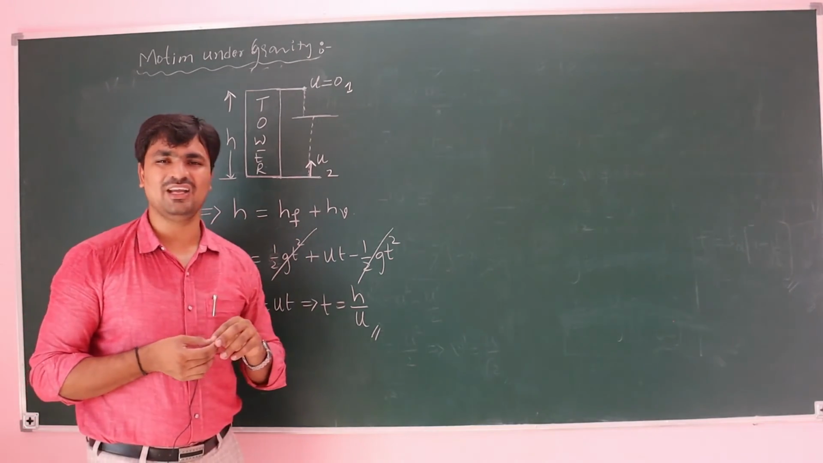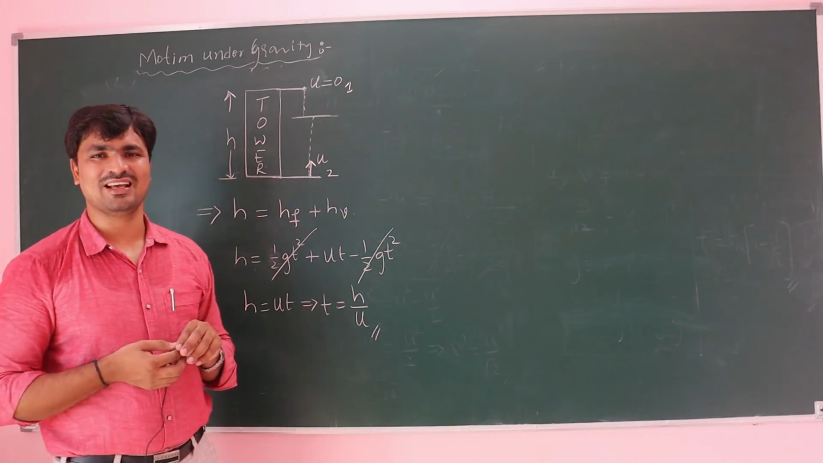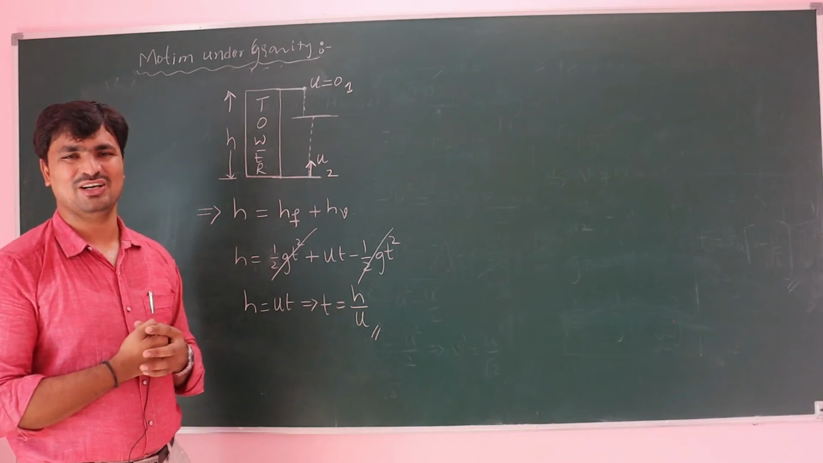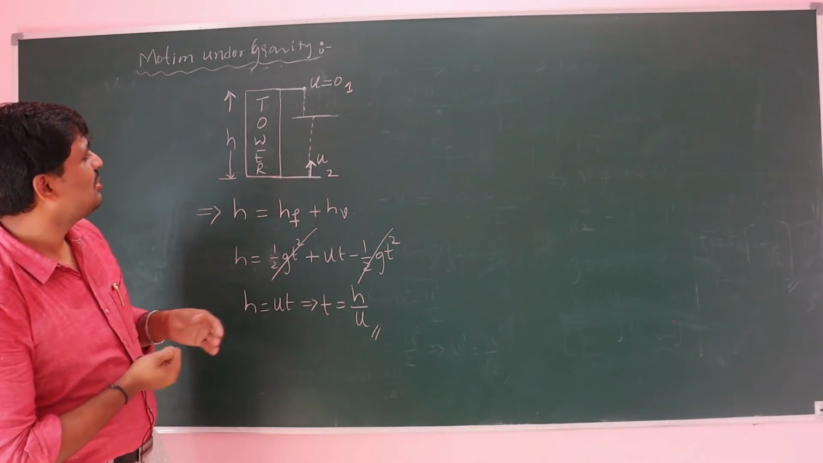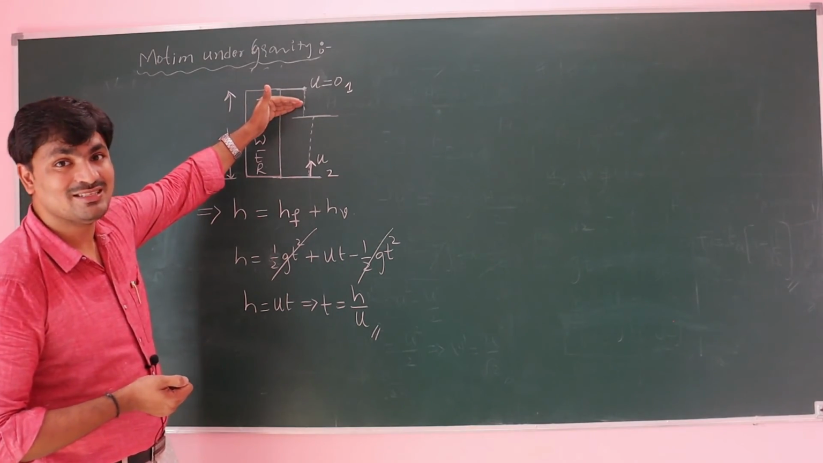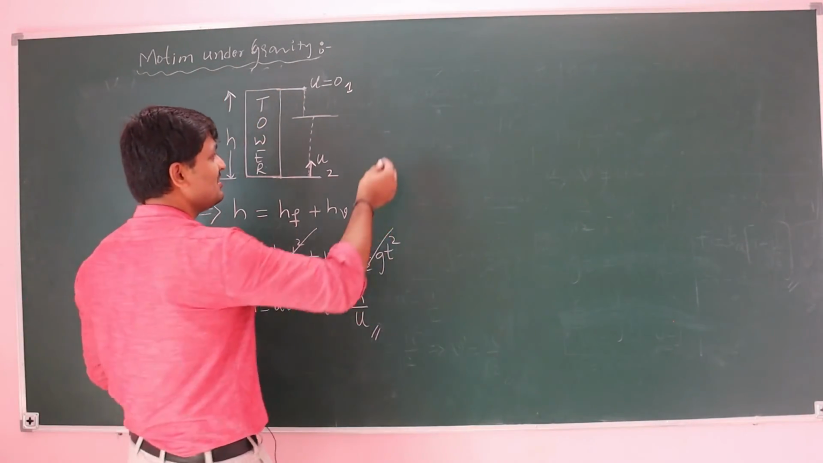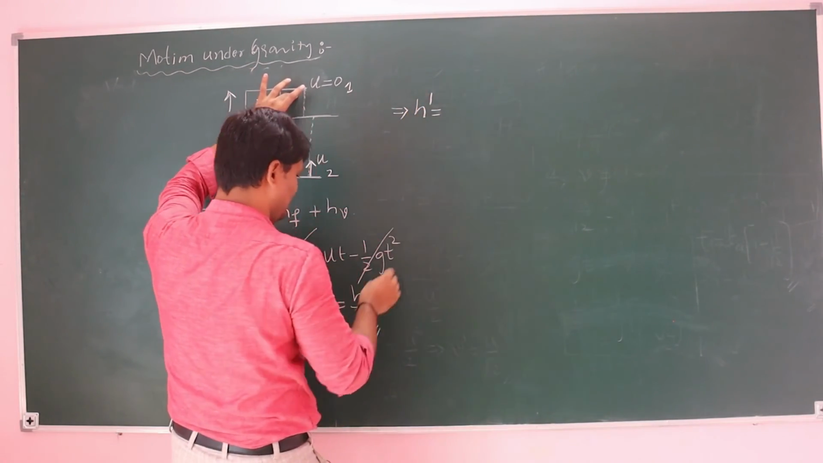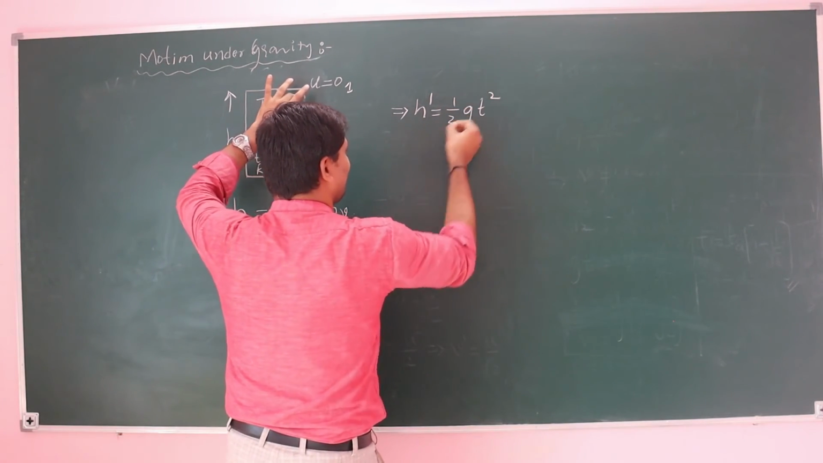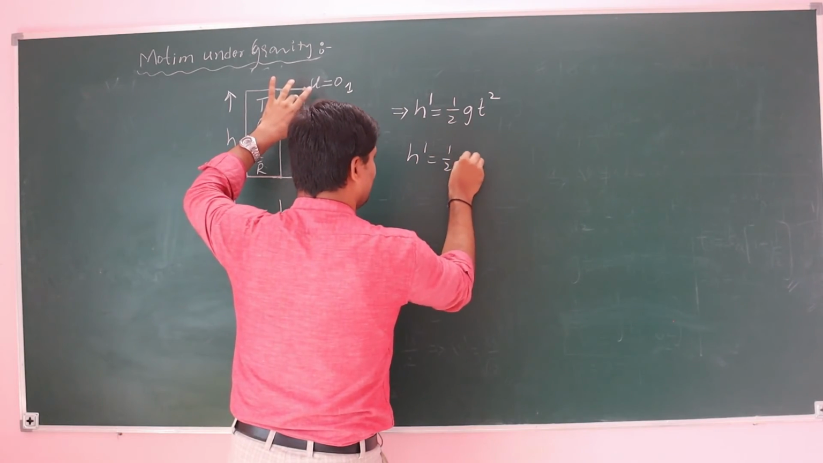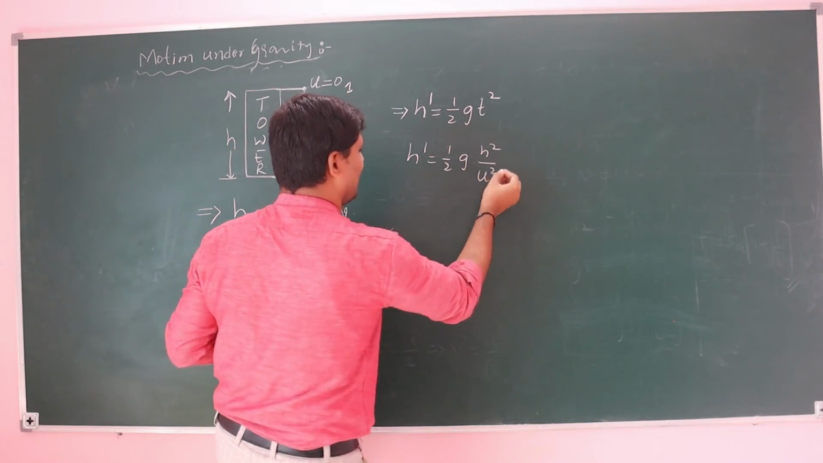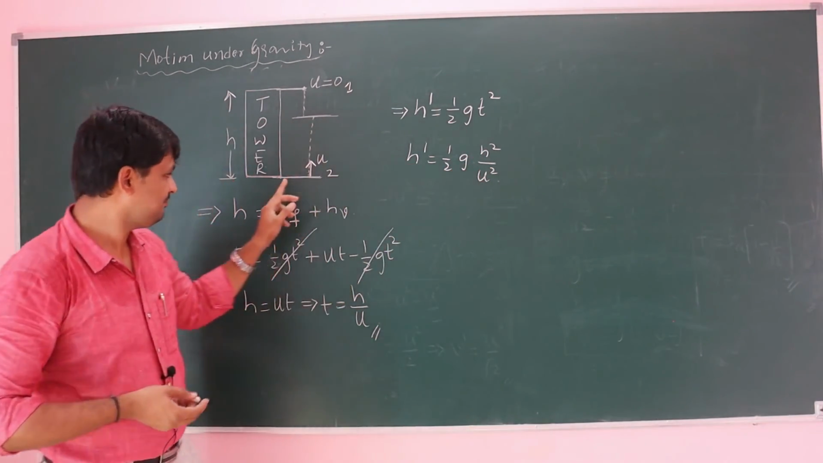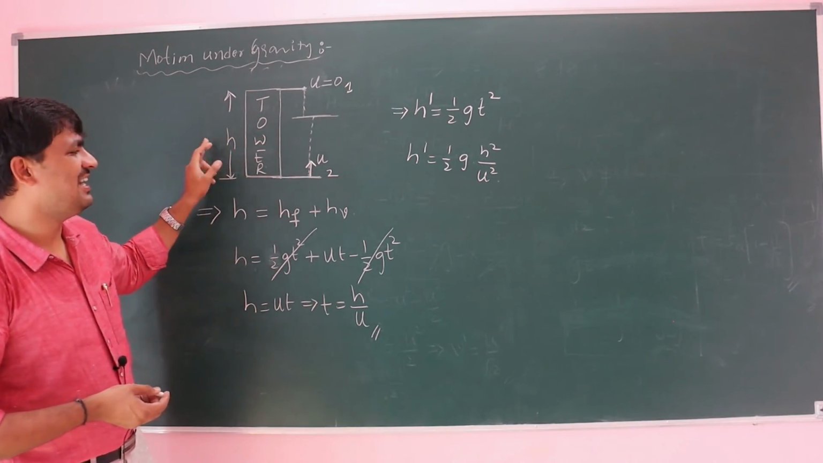Means after h by u seconds, both bodies are going to meet. By that time, how much displacement is travelled by the freely falling body? It is simply half g t square. So then h dash is equal to half g into h square upon u square. We are getting the answer in terms of h and u only, because you know only h as well as u.